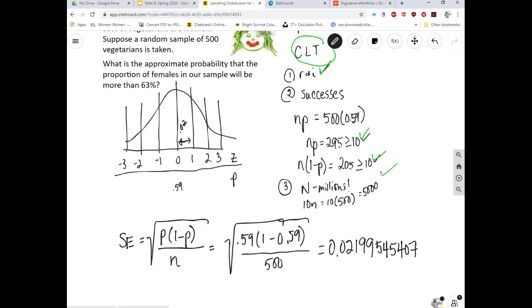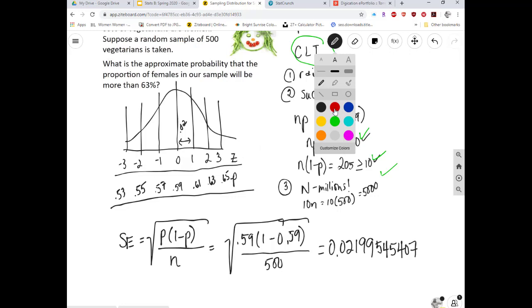This distance right here is 0.02, then this is going to be 0.61, and this is going to be 0.63, and this is going to be 0.65. And if I go in the opposite direction, I'm going to get 0.57 and 0.55 and 0.53. Okay, now these are just rough estimations, but it helps me figure out what's happening here.